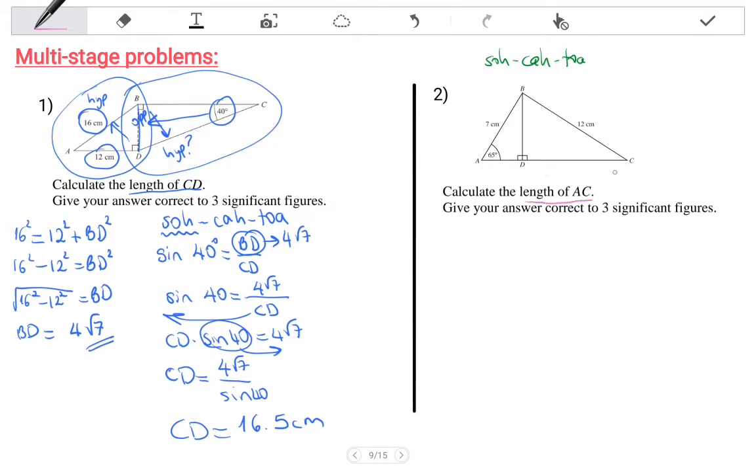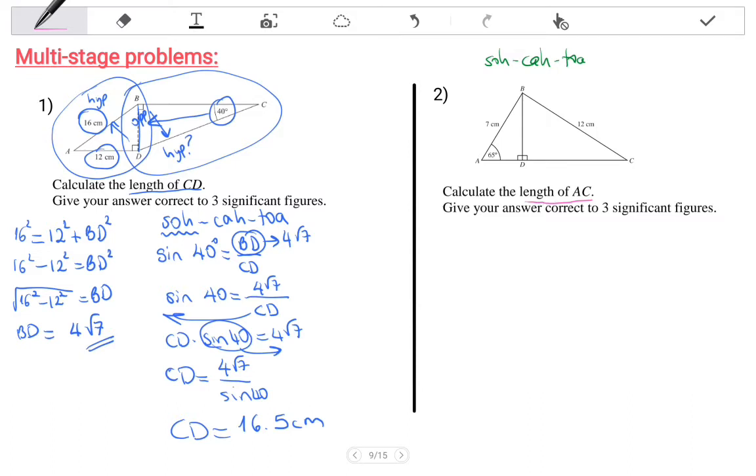The side AC belongs to the big triangle. If I can find the length of AD and the length of DC, then I can add them to get the wanted length of AC in the question. So how to do that?